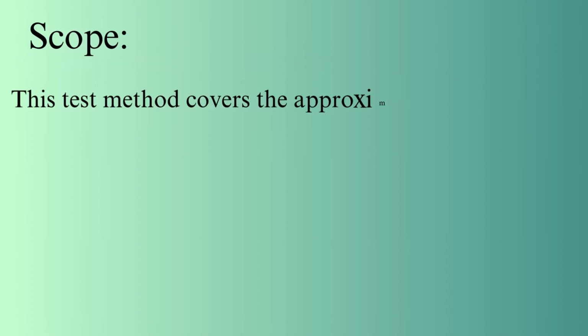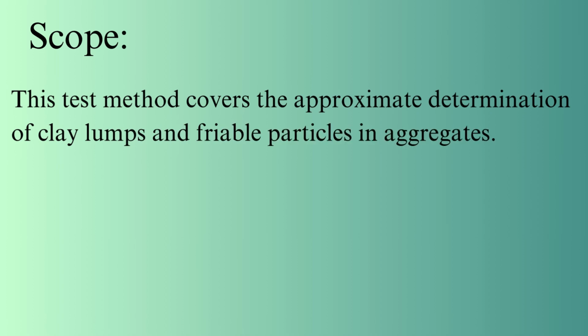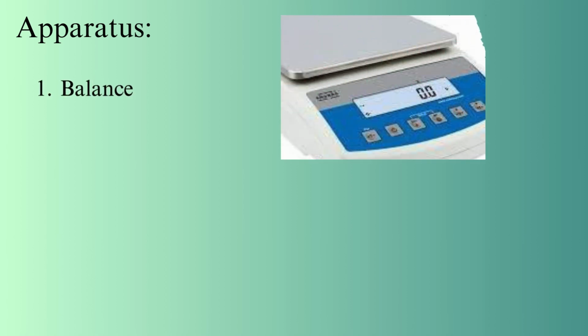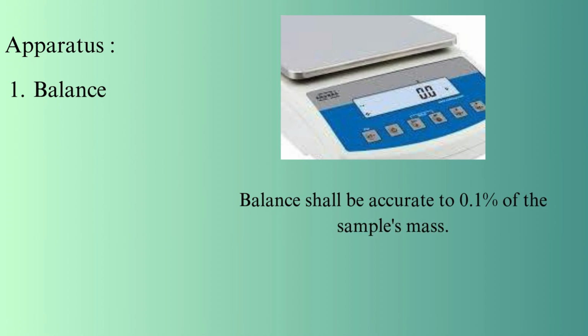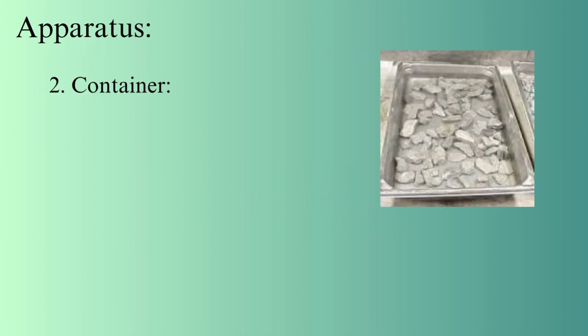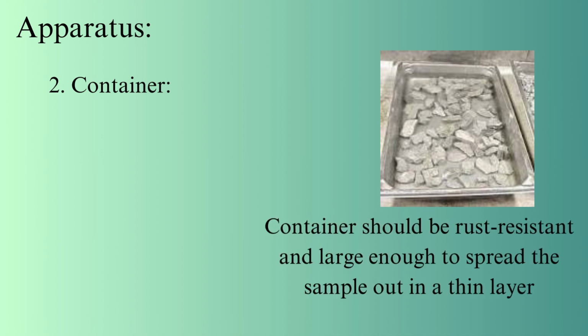Scope. This test method covers the approximate determination of clay lumps and friable particles in aggregates. Apparatus. 1. Balance. Balance shall be accurate to 0.1% of the sample's mass. 2. Container. Container should be rust-resistant and large enough to spread the sample out in a thin layer.